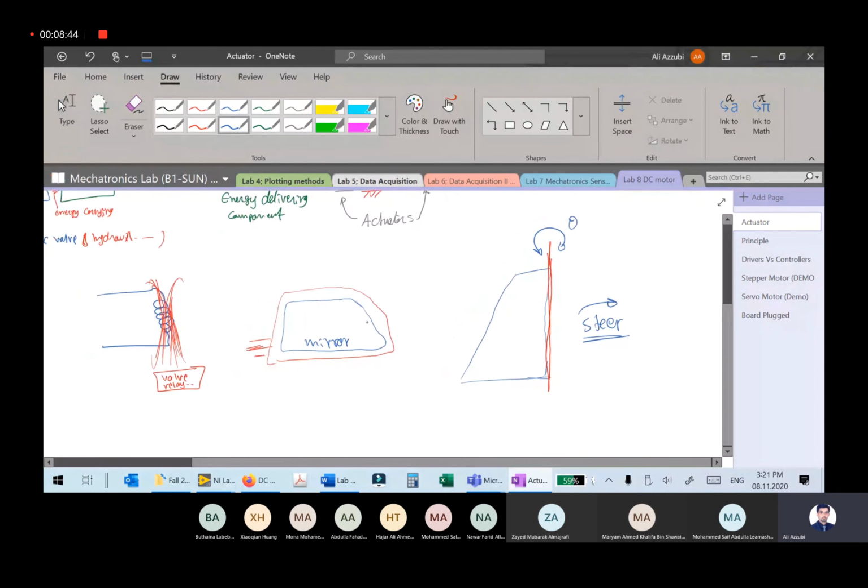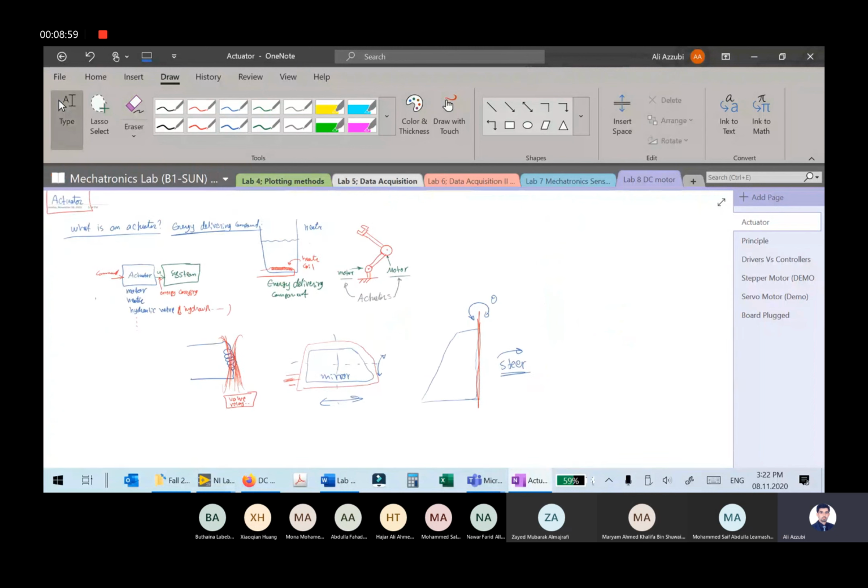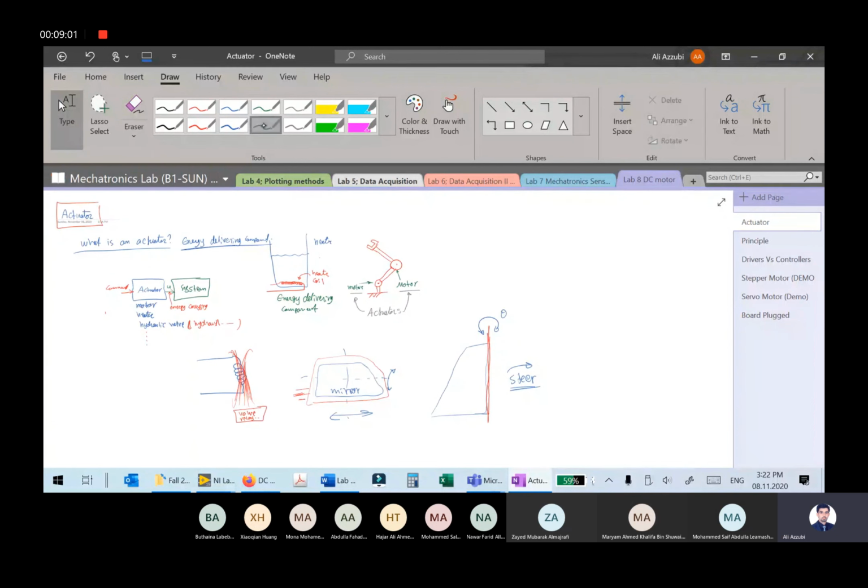Car mirrors, they go up and down, or they basically rotate like this. They go left and right. Internally, there will be some servo motors implemented. All right. So these are actuators. We will come to these stepper, servo, brushless later on.